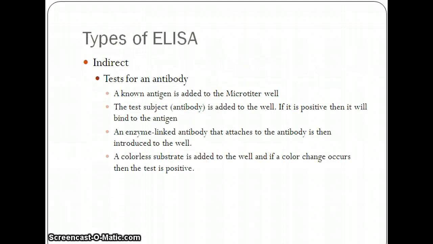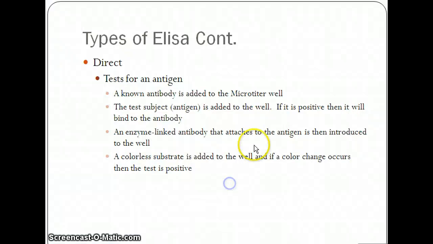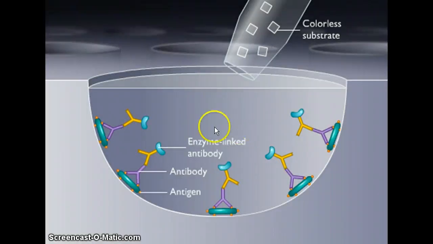I'm here to explain one type of the ELISA, the indirect. The indirect ELISA tests for an antibody. You have a microtiter well, and you put an antigen in it. Then you add the test subject, which is the antibody. If it is positive, it's going to bind to the antigen. Then you add the enzyme-linked antibody that attaches to the antibody previously introduced into the well. Then you add the colorless substrate, which binds to the enzyme on the enzyme-linked antibody and changes the color of the substrate.